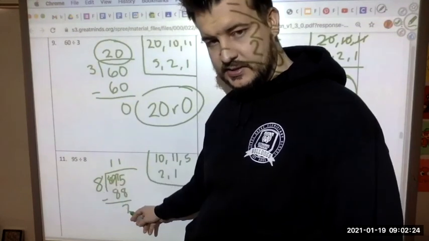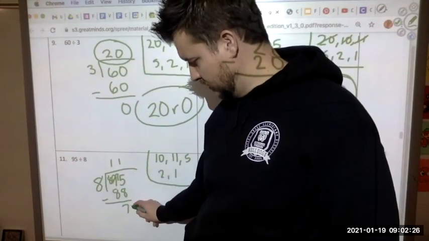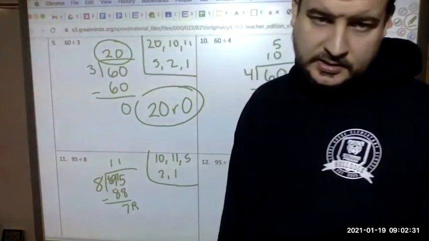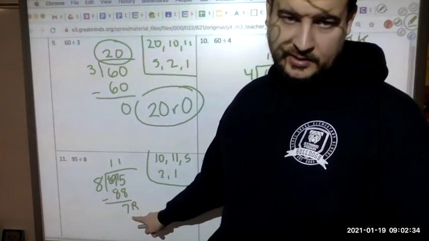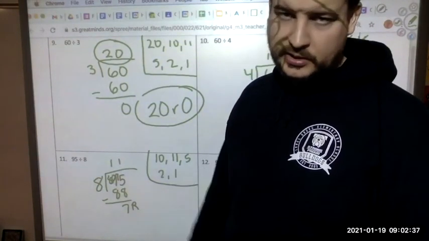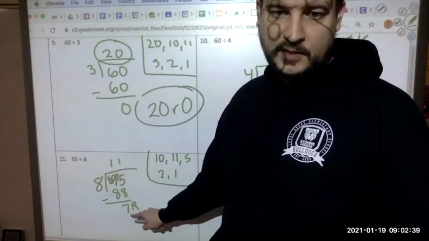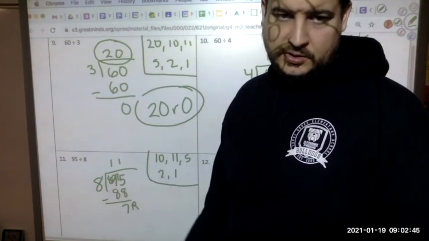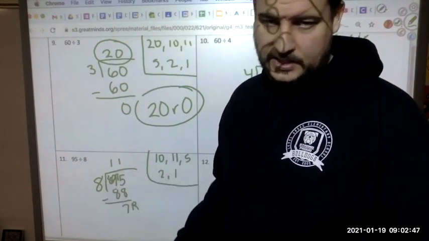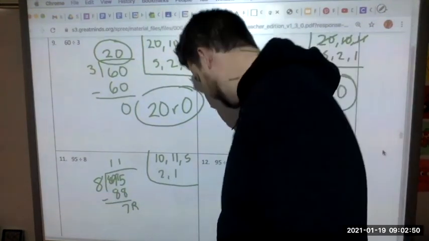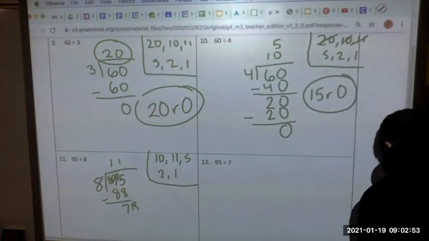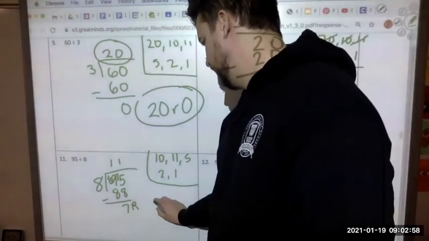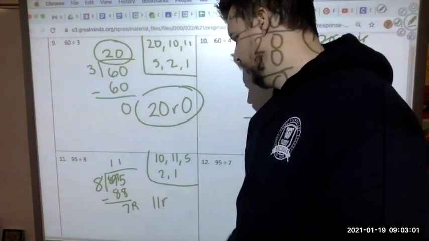8 can't go into 7 without becoming a decimal, and it's less than my divisor. This tricks kids sometimes when they get a really big remainder. They think, oh, remainders can only be 1 or 2 or 3 or something small. If the number is smaller than your divisor, then that's a remainder. So 7 is smaller than 8, so that's my remainder. My answer is 11. My board just conked out on me right now. So my answer would be 11 with a remainder of 7.